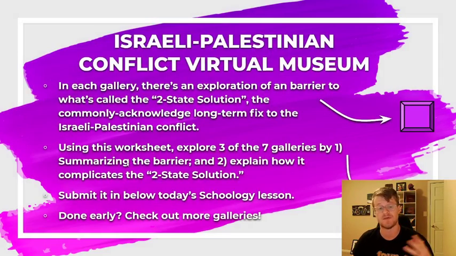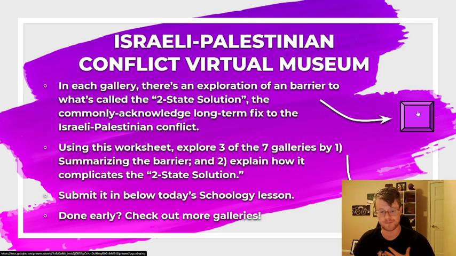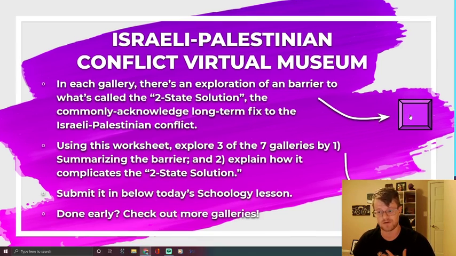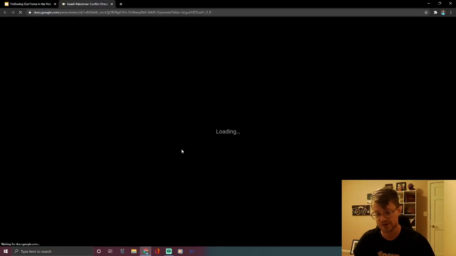exploring the barriers to what's called the two-state solution, which is the most commonly globally acknowledged long-term fix to the Israeli-Palestinian conflict. Right over here is our virtual museum that we're going to explore. I will show you where that is. And right here, there is a worksheet that you're going to fill out. The digital museum is right here.